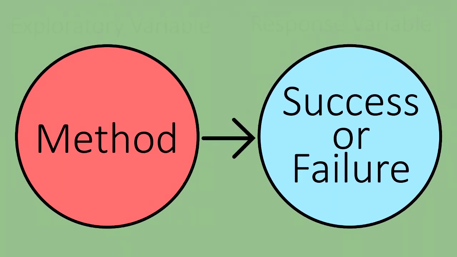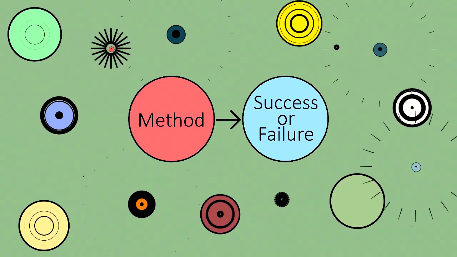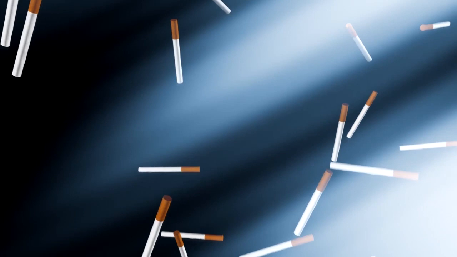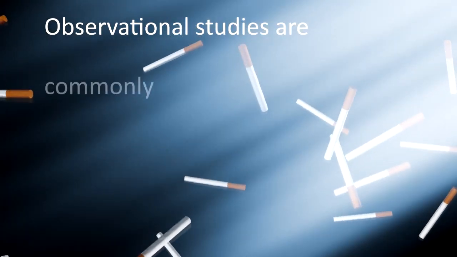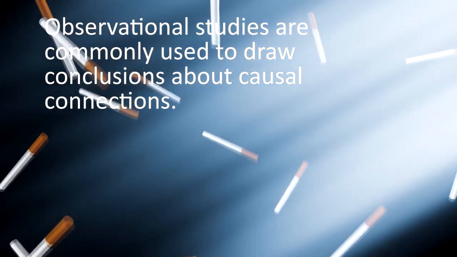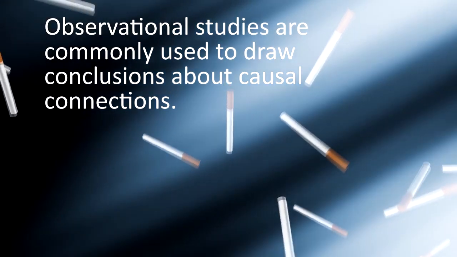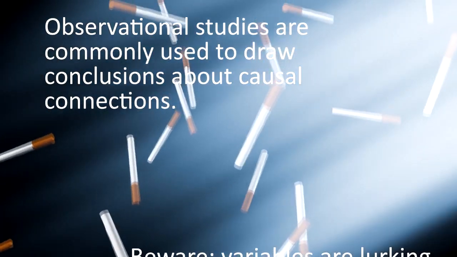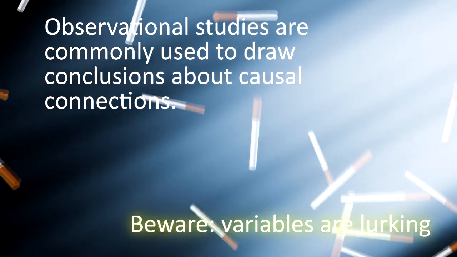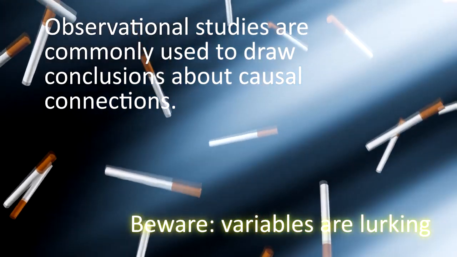It's because of the existence of a virtually unlimited number of potential lurking variables that we could never be 100% certain of a claim of causation based on an observational study. Observational studies cannot prove causality. On the other hand, observational studies are an extremely common tool used by researchers to attempt to draw conclusions about causal connections. To do this, great care must be taken to control for the most likely lurking variables. Only then can researchers assert that an observational study may suggest a causal relationship.